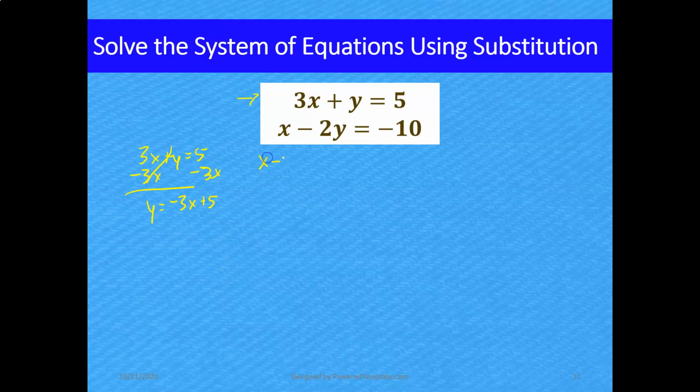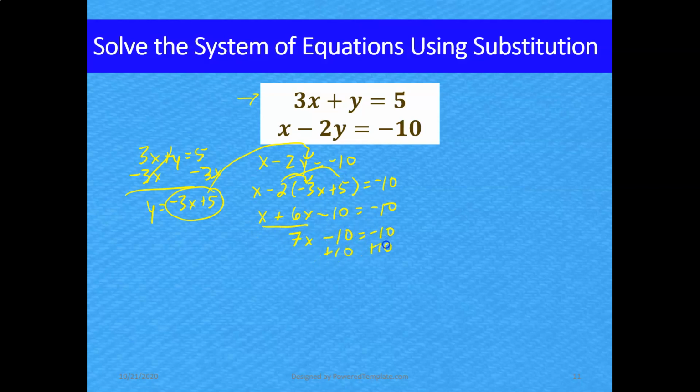Once I've done that, I take my second equation, or the other equation. I'm going to substitute this in for the y. So I have x minus 2 times negative 3x plus 5 equals negative 10. Now I only have x's left, so I solve for them. I get x plus 6x minus 10 equals negative 10. Combine like terms, 7x minus 10 equals negative 10. Add 10 to both sides, and I get 7x equals 0, divided by 7.